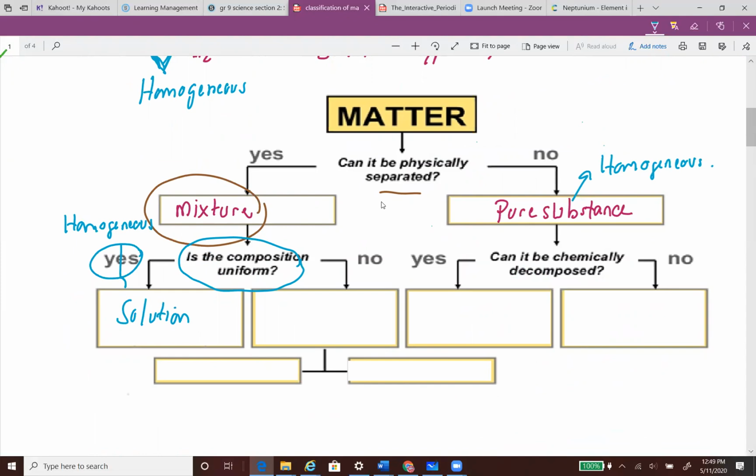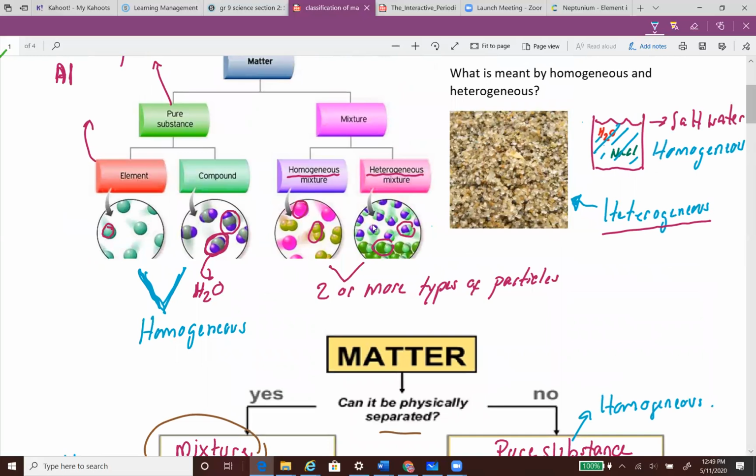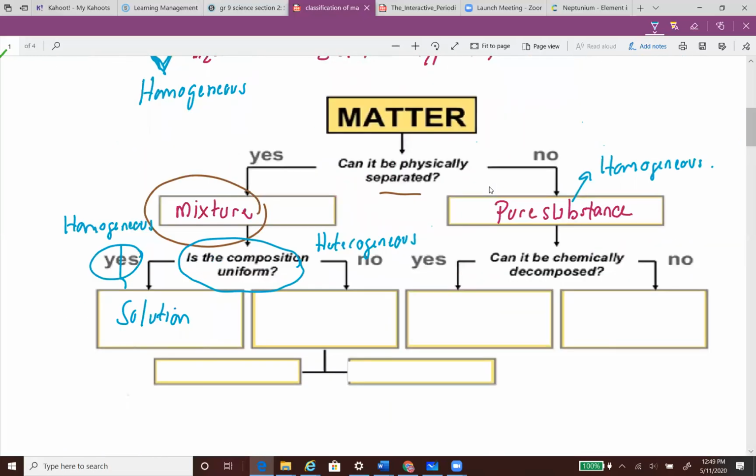If it's not homogeneous, that means it's heterogeneous. That means it looks different. One part looks different from another part, right? Like sand and water would be heterogeneous. So that is called a mechanical mixture. So we can classify mixtures as solutions or mechanical mixtures.